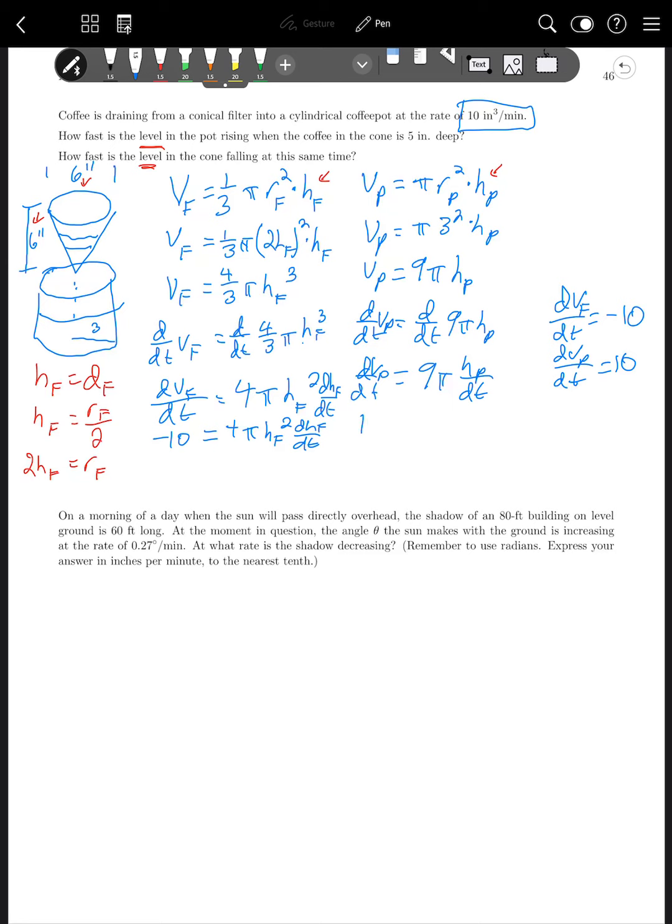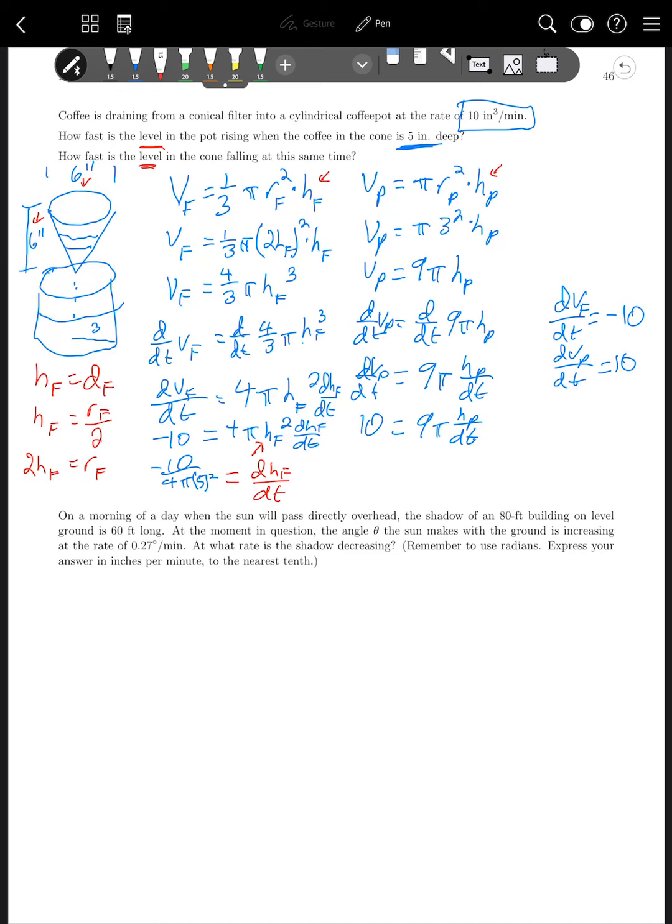And then over here, it's just going to be 10 times 9 pi dh_p/dt. Okay, and so now for both of these, we just want to solve and then also substitute in. So on the left-hand side, we're going to get -10 over 4 pi times h_f squared. h_f is 5 inches deep, right? So we're going to substitute that in here: 4 pi times 5 squared for this variable equals dh_f/dt.